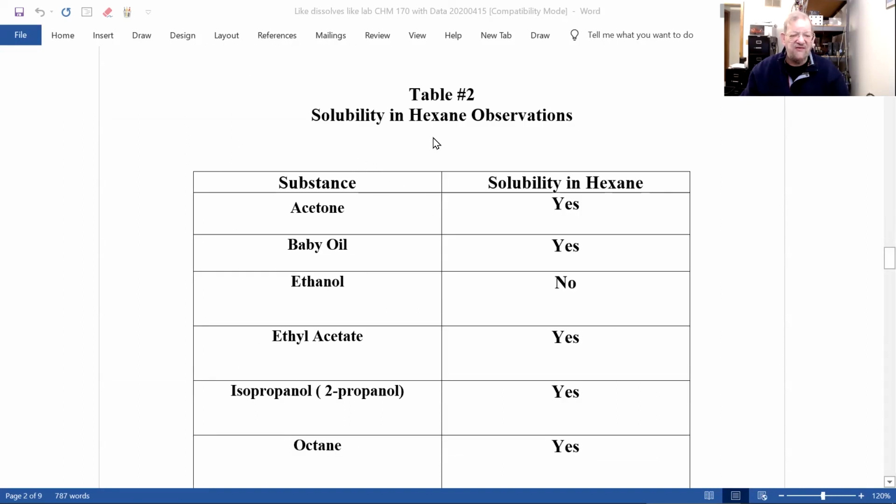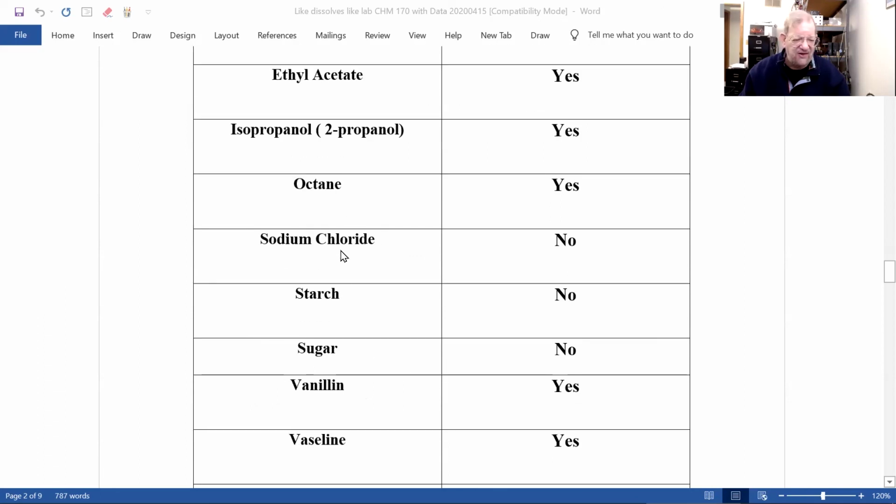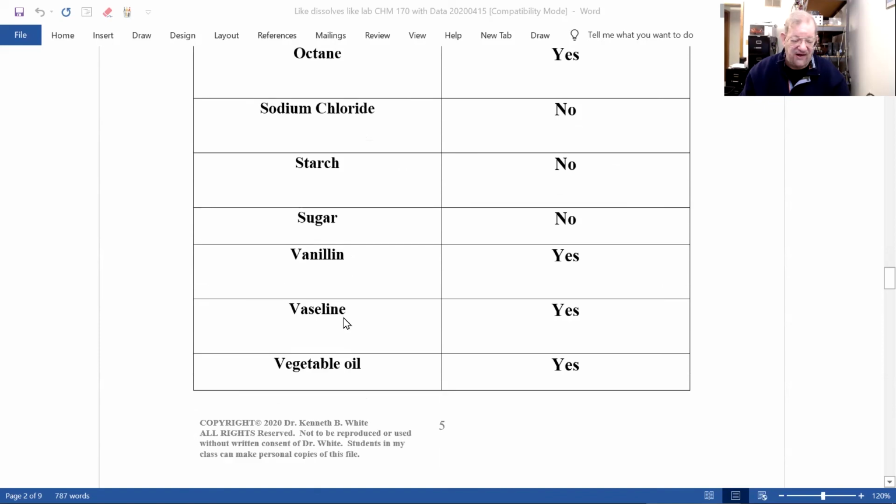If you notice, I have solubility of hexane observations, and you would do this all in the lab. Again, it's the same compounds: acetone, baby oil, ethanol, ethyl acetate, octane, sodium chloride, starch, sugar, vanillin, Vaseline, and vegetable oil. And you would do this. Dr. White's sad, because you'd have fun doing this. Well, it's sort of fun. It's fun for me to watch.